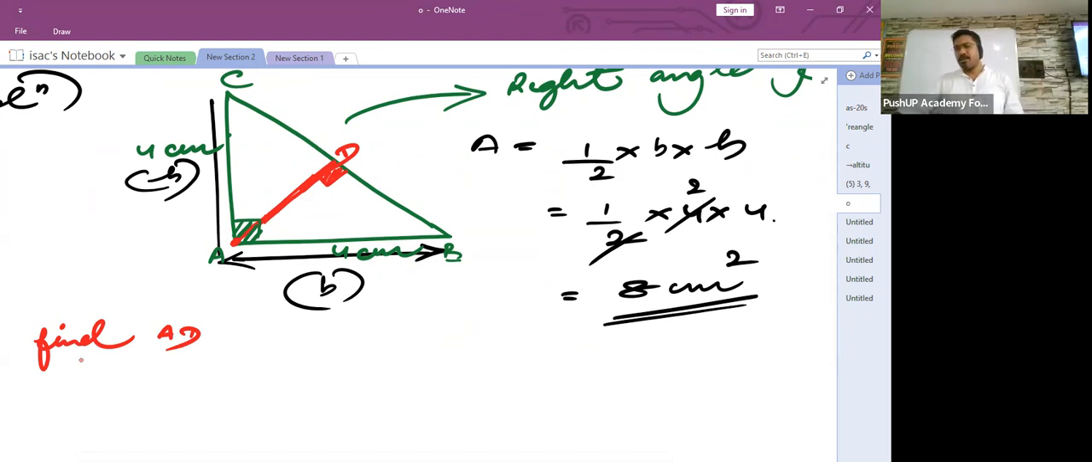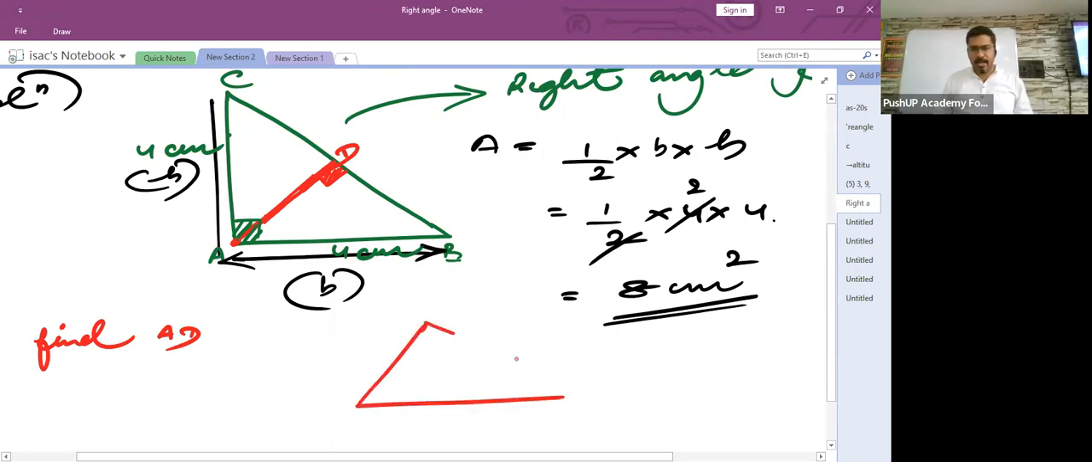Now, children, you remember in the previous session, I taught you one important concept or fact. No matter whichever base and its corresponding height you take for a given triangle, its area will remain the same, isn't it? Children, you take side AB and AC.